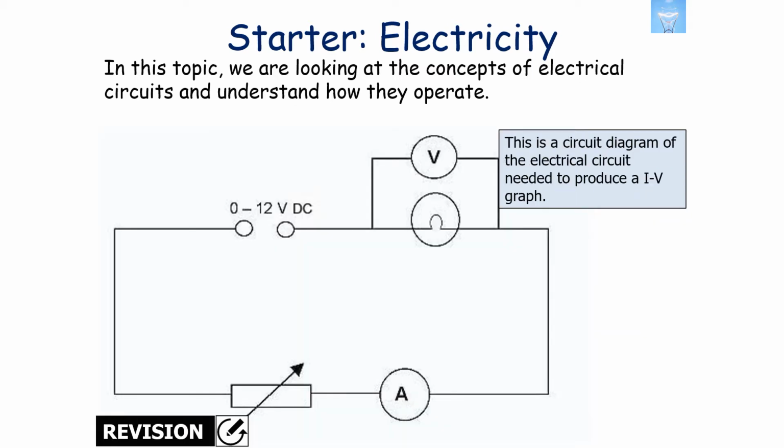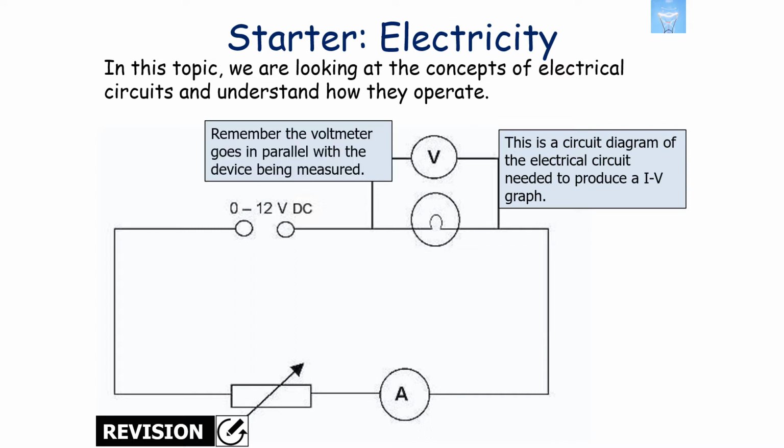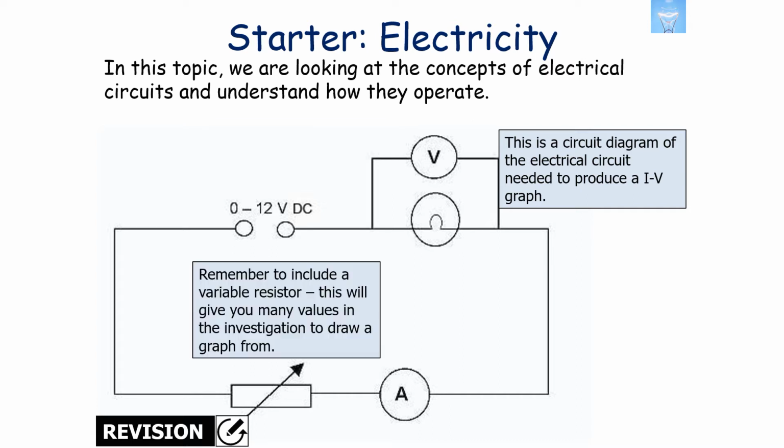So here is a circuit diagram of the electrical circuit needed to produce an IV graph. The only device that may change in this circuit is the device being measured. It could be a filament bulb, a resistor, a wire, or a diode. Remember, the voltmeter goes in parallel with the device being measured, and you've got to include a variable resistor, as this will give you many values in the investigation to draw a graph from.